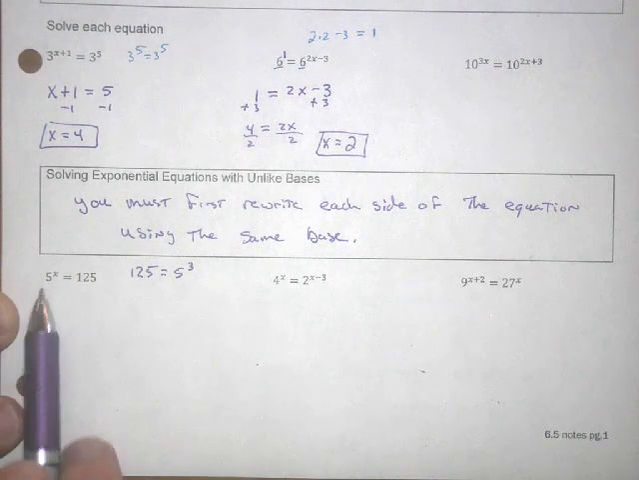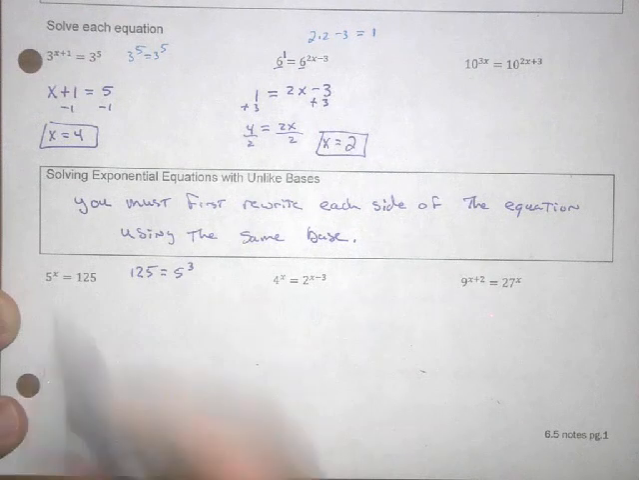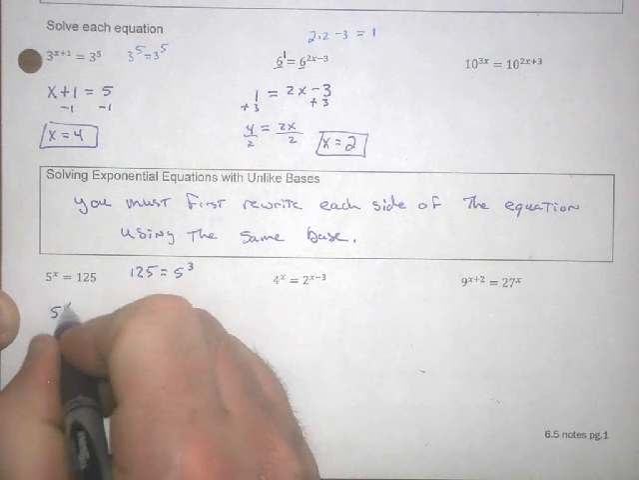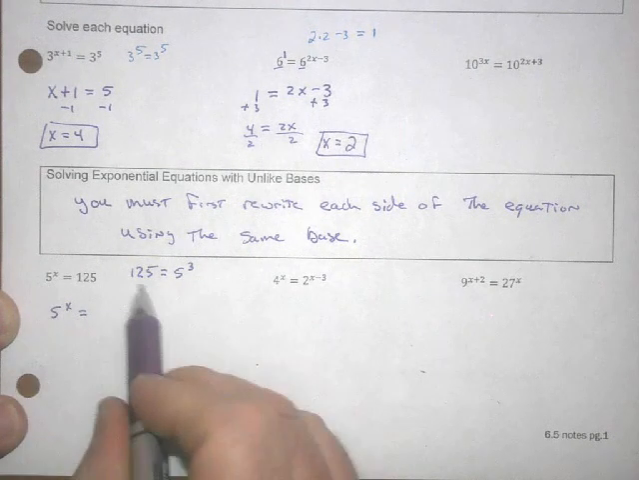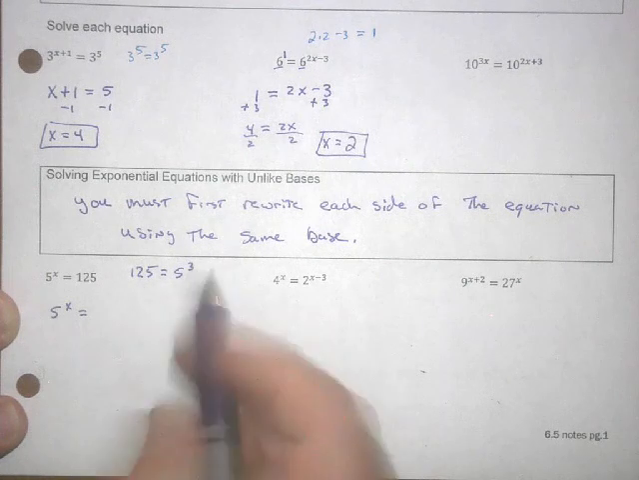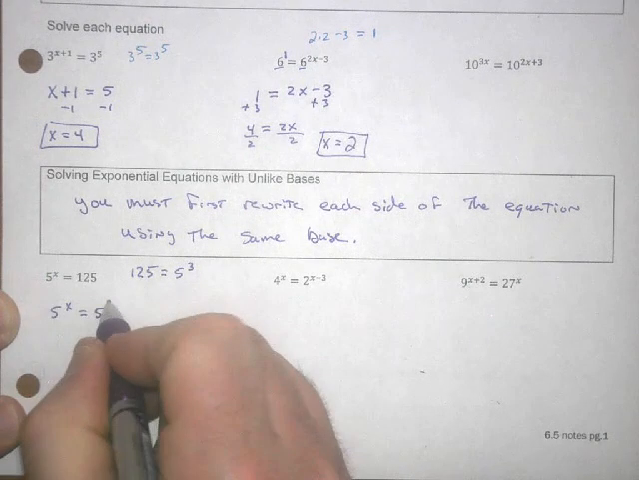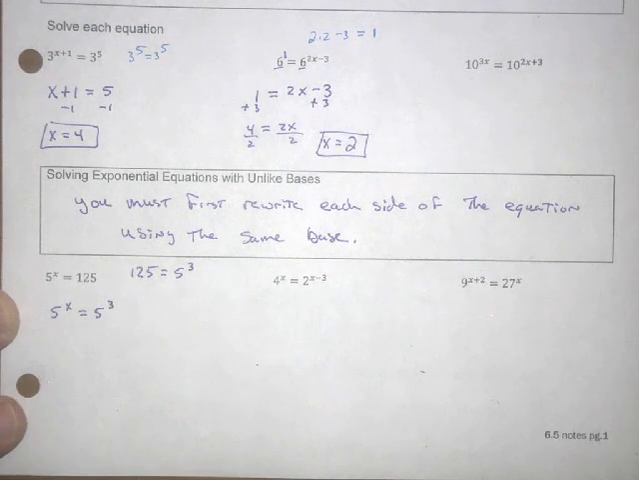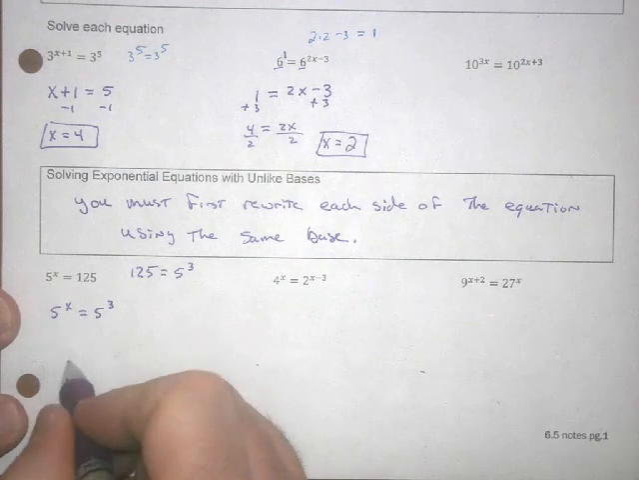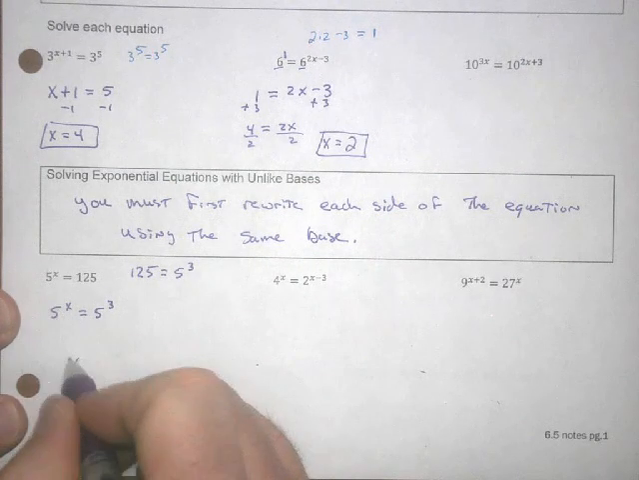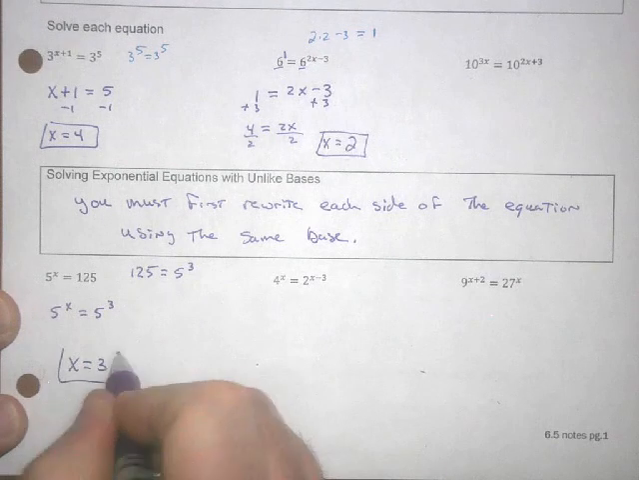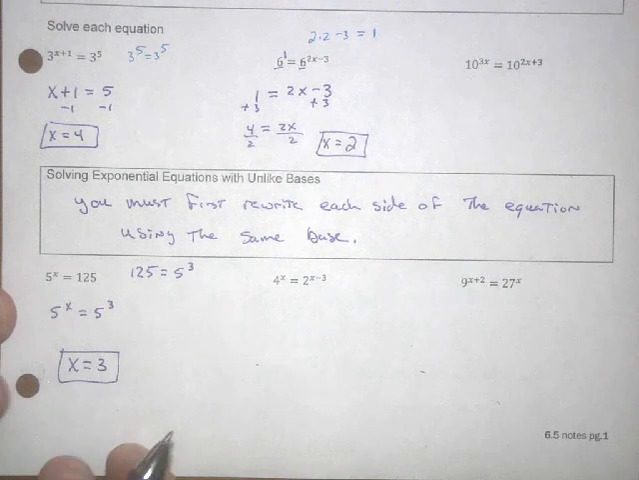Rewriting my equation, 5 to the x is going to equal 125, which is 5 to the third, so we substitute that in, 5 to the third, and then we're back to where we were. So what does x have to be in this case? x has to be 3.